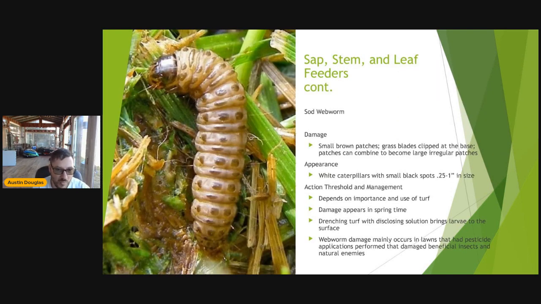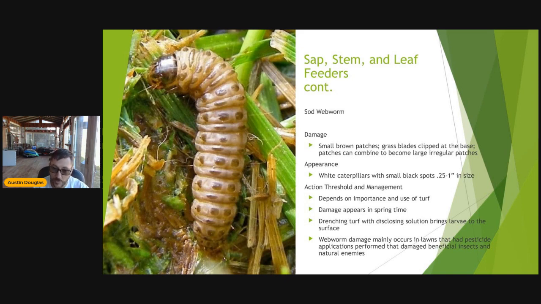Here we have a sod webworm. That guy's huge. They create small brown patches. Basically, you're going to find grass blades that were clipped at the base. These patches can combine to be much larger, irregular shaped patches. They're a white caterpillar, I would say almost tannish brown, but they do have those little spots, which is a good indicator for them. They're anywhere from 0.25 to 1 inch in size.